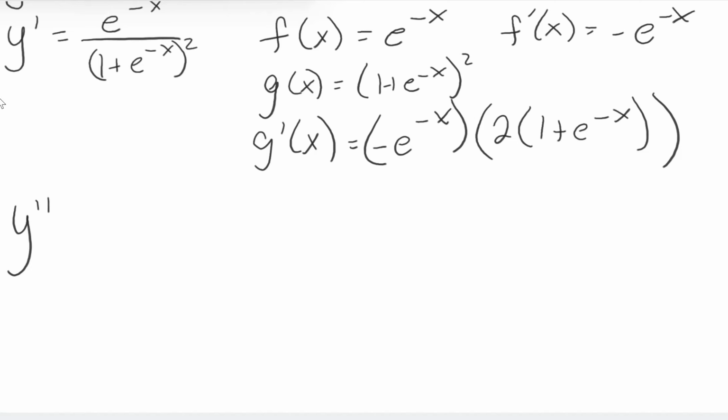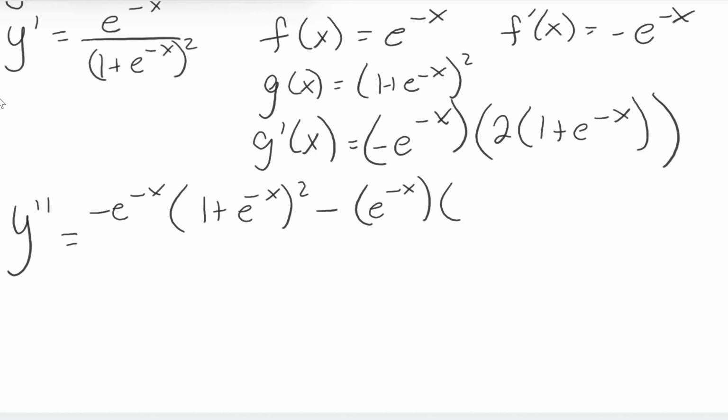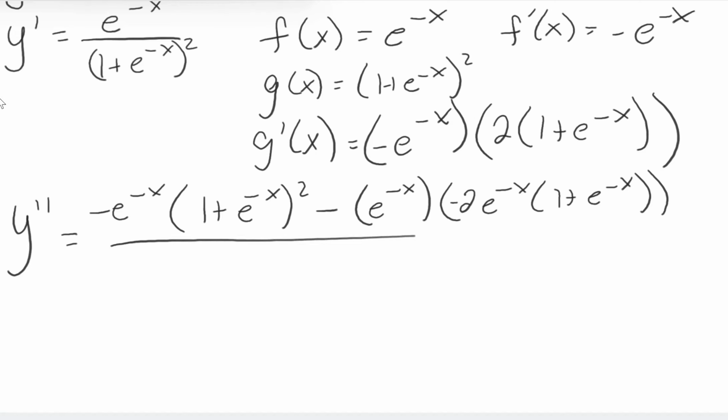So the second derivative is negative e to the negative x times 1 plus e to the negative x squared, minus e to the negative x times 2, or negative 2 e to the negative x times 1 plus e to the negative x, all over 1 plus e to the negative x to the fourth.